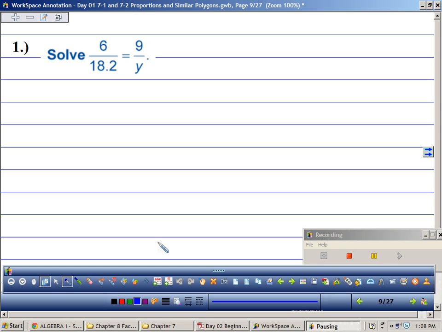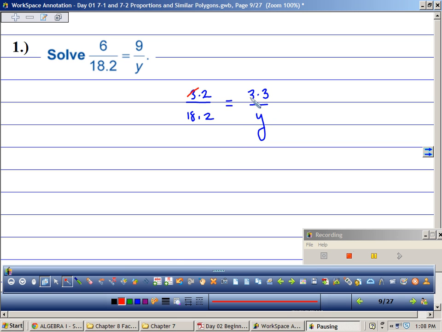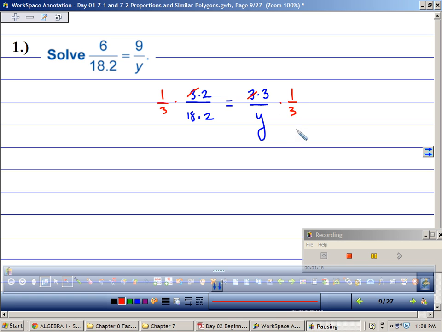All right, so let's look at this example. 6 divided by 18 2/10, that comparison is equivalent to 9 divided by y. Well, doesn't 6 really make 3 times 2? And doesn't 9 really make 3 times 3? Can't I cancel a 3 off of each side? The reason is I can multiply both sides by a third. But I don't expect you to do that once you can see the fact that that's how factors work.